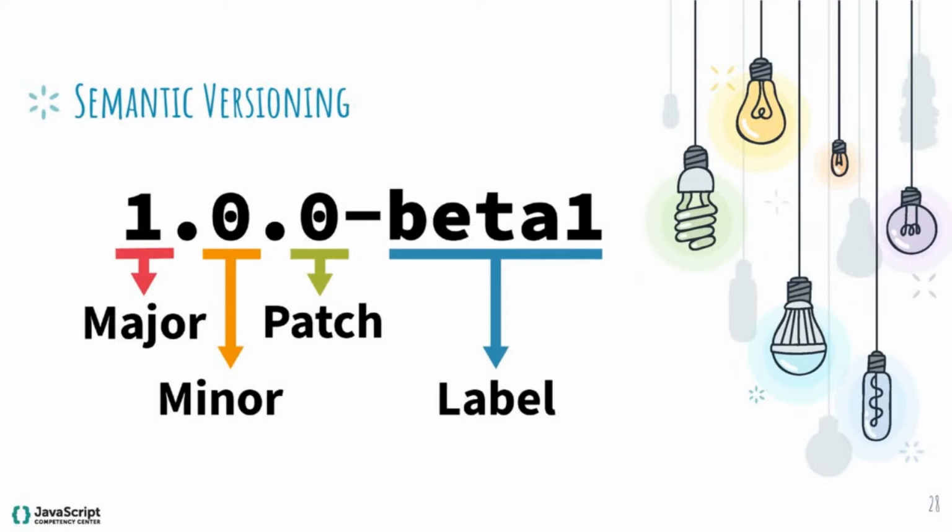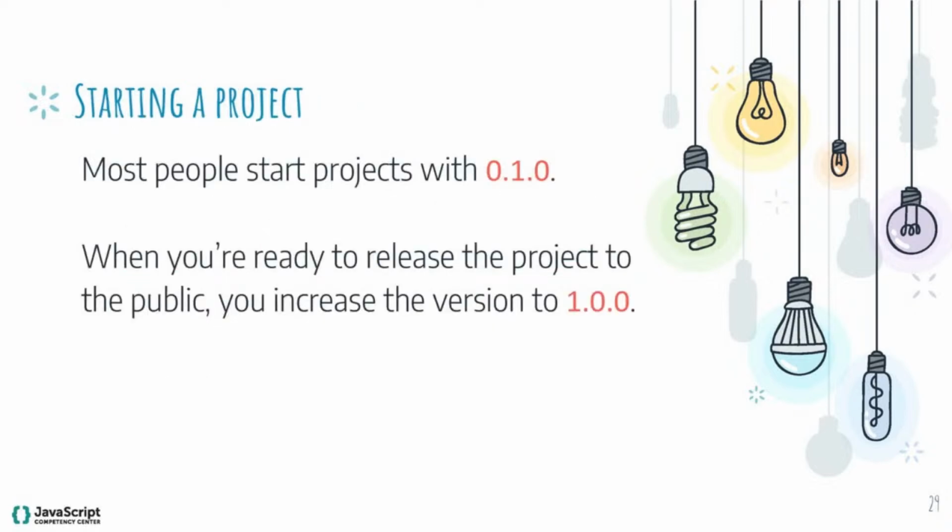If you want to create a pre-release like an alpha or beta version, you can add a hyphen followed by the words alpha or beta. And there are no hard and fast rules for pre-releases, so you can name them anything you want. Let's switch to the next slide. Most people start projects with the 0.1.0 version. And when you're ready to release the project to the public, you increase the version to 1.0.0.